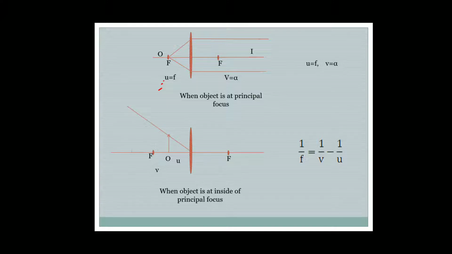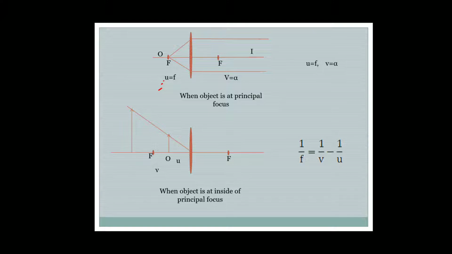And the fourth one, when the object is inside the principal focus, that is, if this is f, and the object O is inside it, the image is formed on the same side of the object with magnification. It is nothing but the image size increases. So here also the focal length of the lens can be calculated by using the same formula, that is 1 by f is equal to 1 by v minus 1 by u.